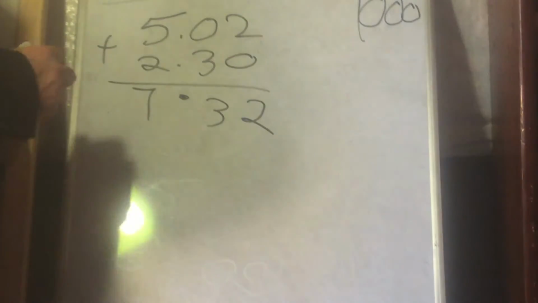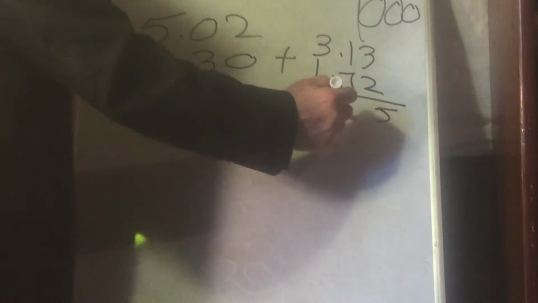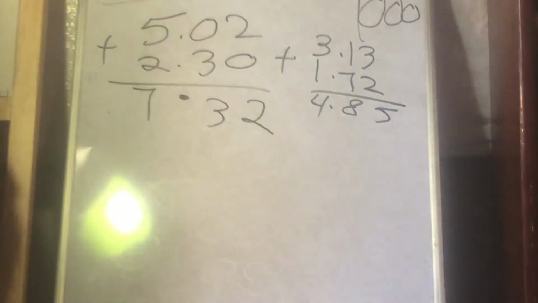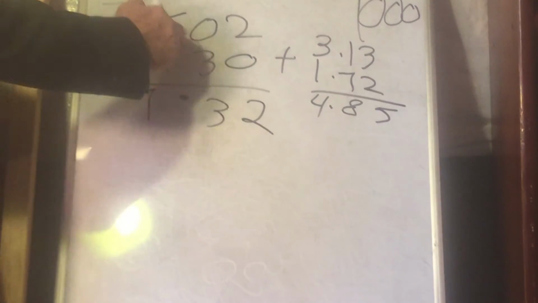Let's do another example first. We have, let's say, 3.13 plus 1.72. How is that? We just line them up, the decimals, and we add. 3 plus 2 is 5. 1 plus 7 is 8. And the decimal point goes down here. And then you have a 4. So the answer is 4.85 for this and 7.32 for the first one.